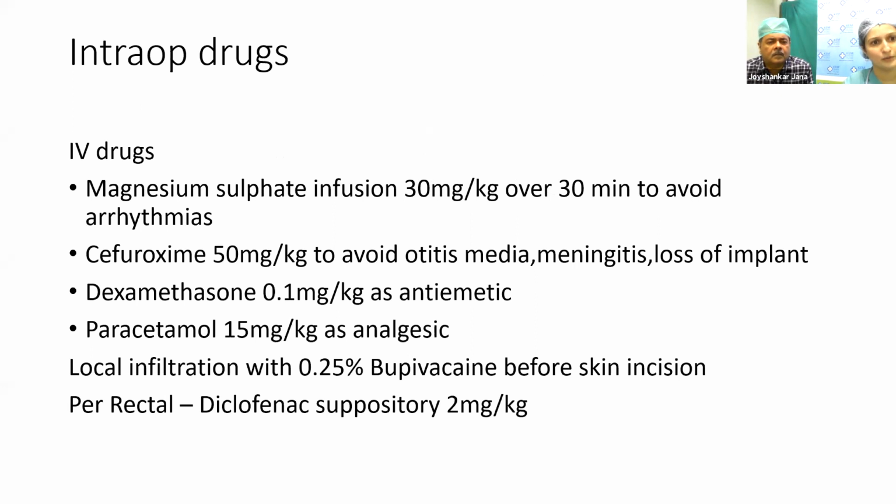The following drugs were given intraoperatively: magnesium sulfate infusion 30 mg per kg over 30 minutes to avoid arrhythmias, cefuroxime 50 mg per kg to avoid otitis media, meningitis, or implant failure, dexamethasone 0.1 mg per kg as an antiemetic, and paracetamol 15 mg per kg as an analgesic. Apart from paracetamol, diclofenac suppository 2 mg per kg was given per rectally, and the surgeon was asked to give local infiltration with 0.25% bupivacaine before the skin incision.